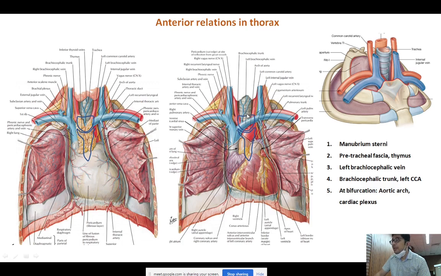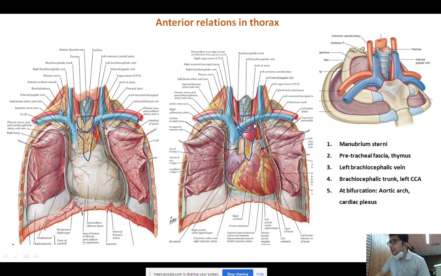Then the brachiocephalic trunk, posterior to it, you see there is one. This is the arch of aorta, okay. The arch of aorta at the bifurcation of the trachea lies in front of the trachea. This is the trachea, somewhere down it will bifurcate. Near the bifurcation, the arch of aorta, with a plexus known as the cardiac plexus. Just above the bifurcation, the brachiocephalic trunk and the left common carotid artery. So these are the relations of the trachea in the thorax.